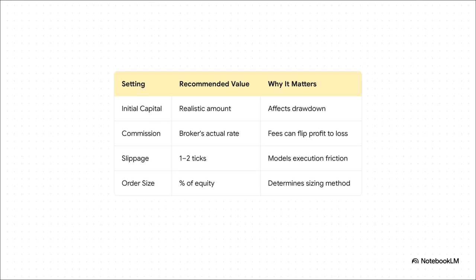First, set your initial capital to an amount you would actually trade with. Then, and this is absolutely critical, enter your broker's real commission rate. I've seen strategies that look amazing turn into losers once you factor in fees. Also, add at least a tick or 2 of slippage. This mimics the small price difference you almost always get in live trading. And finally, define your order size. The bottom line is, make your test as close to reality as possible.